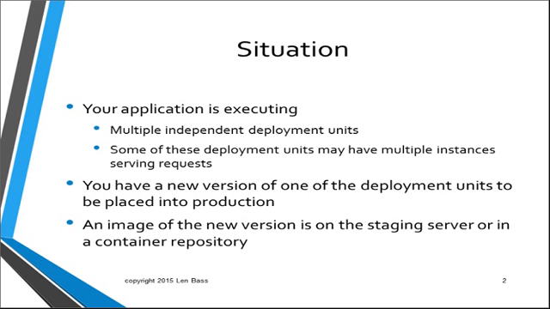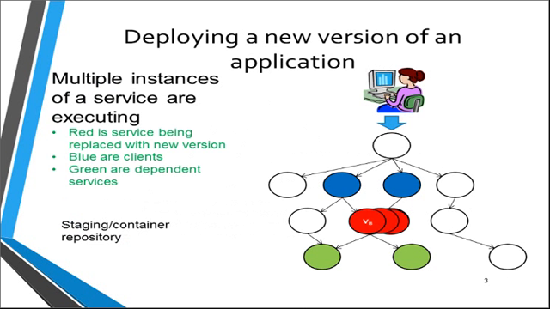Now you have a new version of one of these. The code has been committed. It's worked its way through the deployment pipeline. It's now sitting on the staging server, and so an image of the new version is on the staging server or in some container repository. So what happens then?